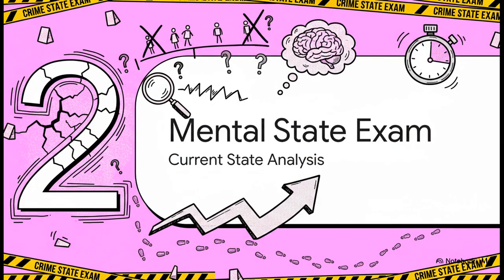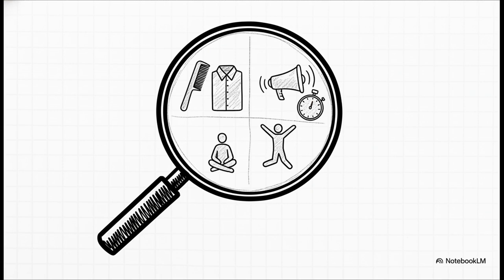Moving right along to Section 2, the mental state examination. If the history taking was the background check, the mental state examination, or the MSE as it's called, is the active crime scene analysis. We shift entirely from the past to right here, right now. The clinician is immediately scanning for external clues. They're looking at appearance. Does the patient actually look their age? Are there visible scars or signs of self-mutilation?